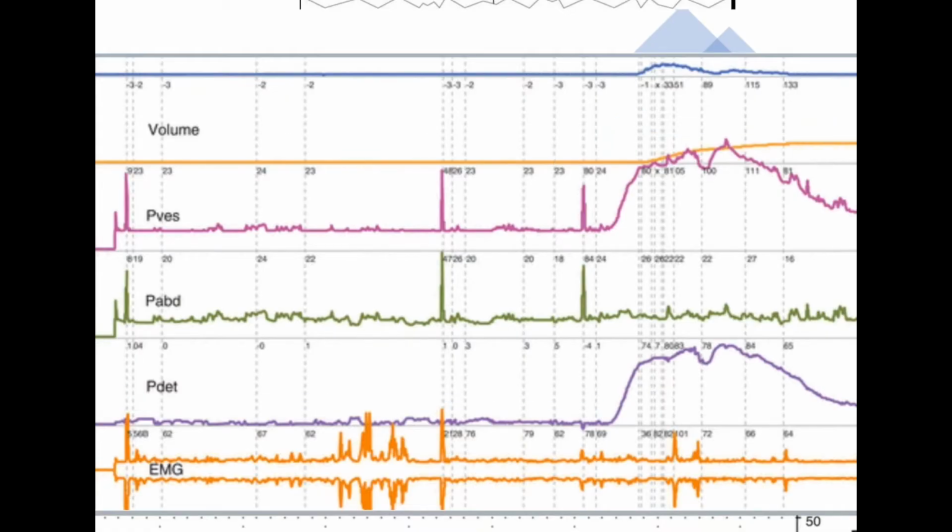So why do we consider it normal? During the filling phase, usually the pressure will remain stable in the detrusor muscle. The detrusor muscle is not contracting at all normally, unless we are going to void urine. If the detrusor muscle contracts during the filling phase, that's detrusor overactivity. However, if it is stable, the detrusor muscle is normal. So this is the most important parameter we need to look at, which is P detrusor.